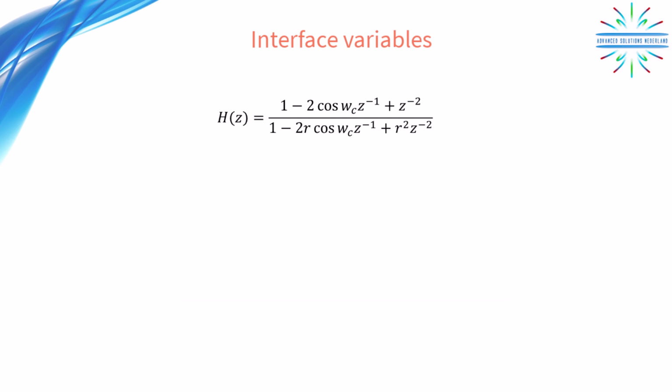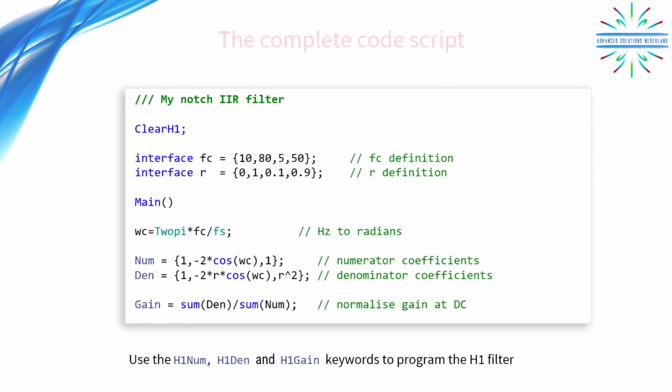Let's now put all of this together and have a look at the final script. We see the final code is split up into two sections around the main keyword. Executing the script just runs the upper section once, but the lower section is rerun when an interface variable is changed. It's as easy as that.